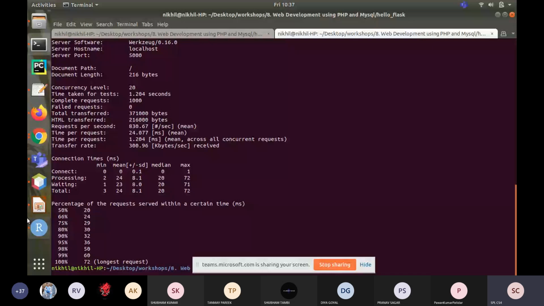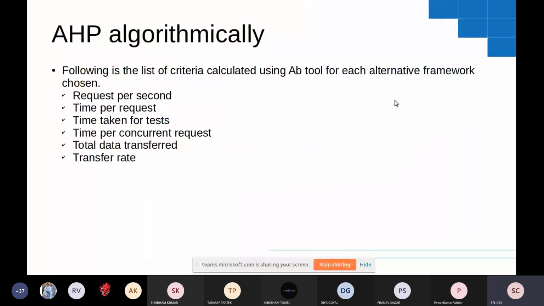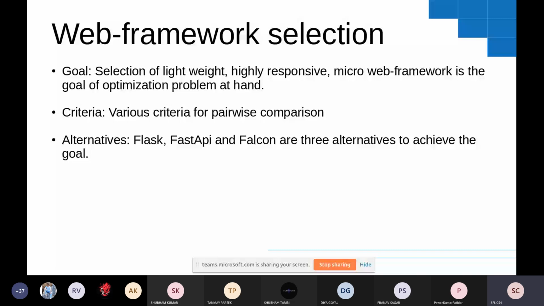Okay, so simply using the AHP format, I could define this problem in the form that I had a goal, which is to find a lightweight framework, depending upon criteria like requests per second, type of concurrent request, type of test, total data transfer, and transfer rate. If I have three various frameworks, this is a computation that we have done only for the Falcon framework. Similarly, the computation could be done for the other two frameworks, FastAPI and Flask. We could find the same criteria values, and by putting them into the mathematical domain of AHP, analytical hierarchy processing, we could actually select one of the lightweight web frameworks.